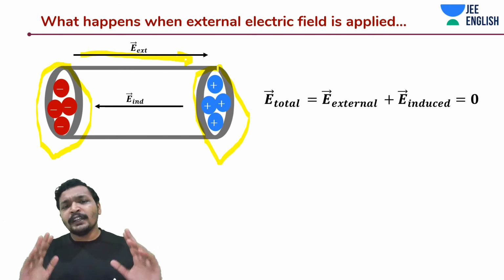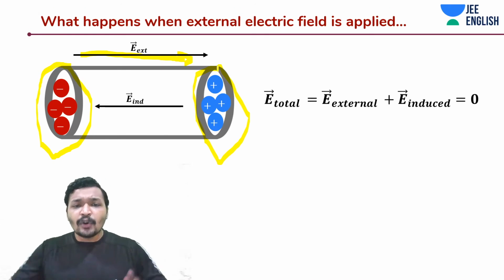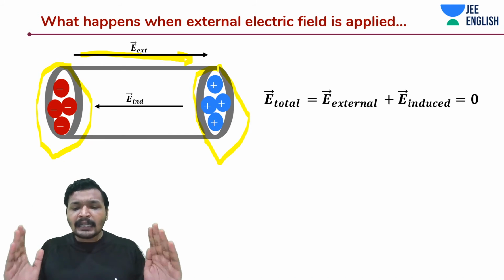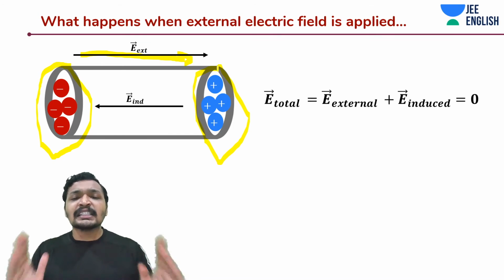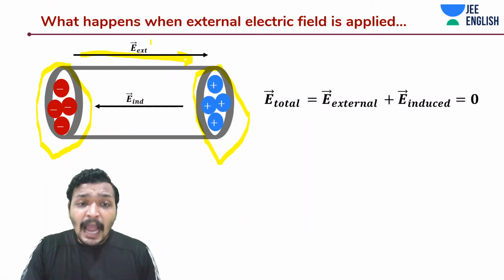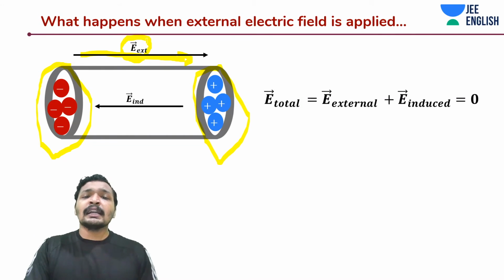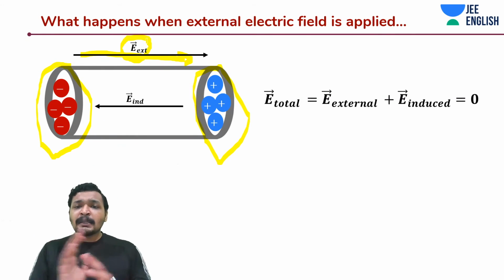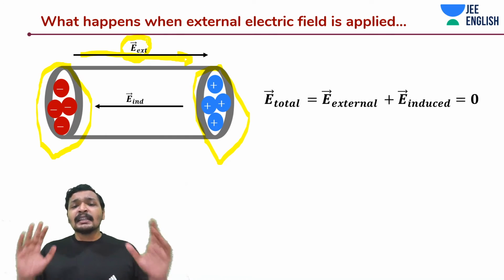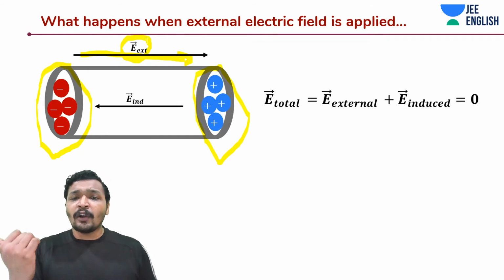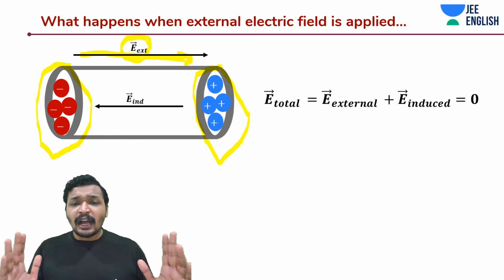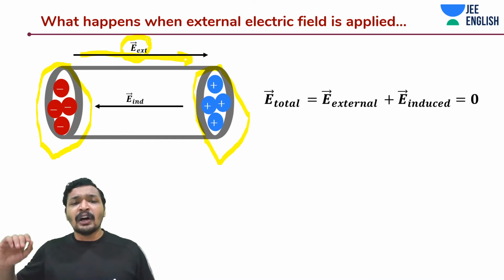The net field, the total electric field, is going to be zero. The charges are going to accumulate until they are able to cancel out the external electric field. When it's an open or isolated system, there is a conductor and you apply an electric field on it, then you'll see that these charges will accumulate until they can cancel it out.